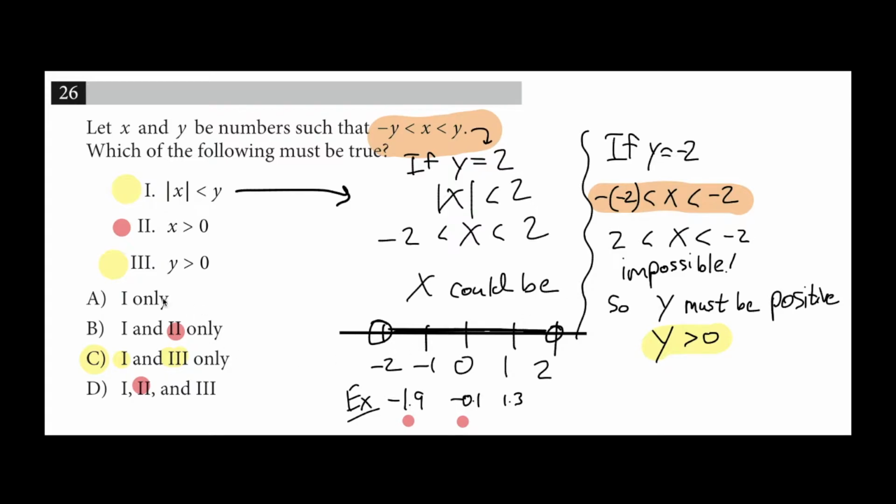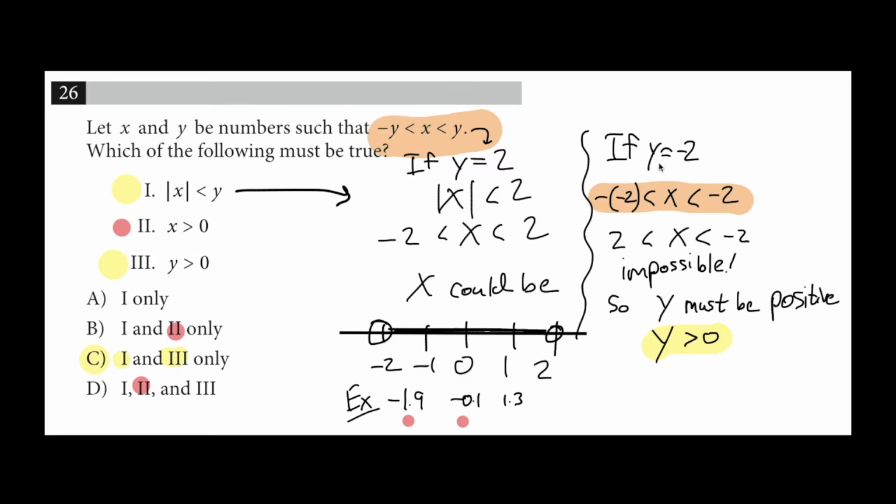I tried to violate statement 3 by choosing y equal to -2, and then I found out that this was not going to be possible. So y must be positive, and y therefore must be greater than 0. So 3 has got to be true also all the time. If you know this, then this has got to be true. You can't violate statement 3 without also violating one of your assumptions.